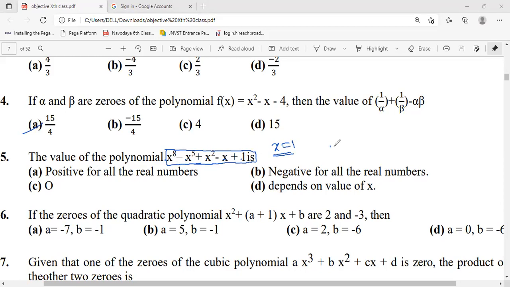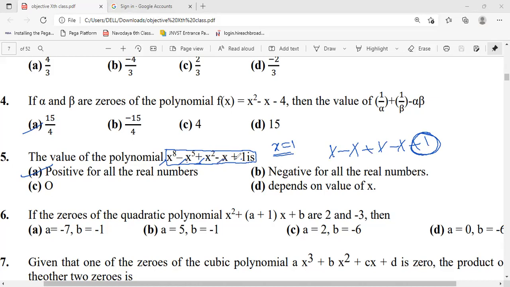So here 1 power 8 means 1, minus 1 power 5 means minus 1, plus 1 square means 1, minus 1 plus 1. What will you get? Minus 1 plus 1 cancel, minus 1 plus 1 cancel. You are getting a positive value of the total polynomial. So our answer is also positive for any real number. Why am I saying that? Because here we don't have any coefficients.